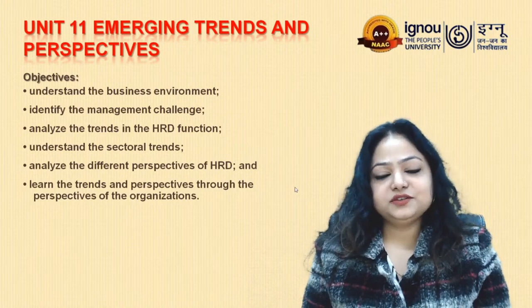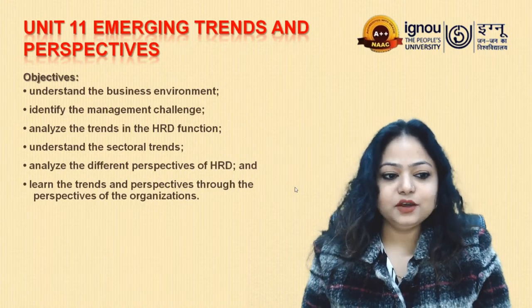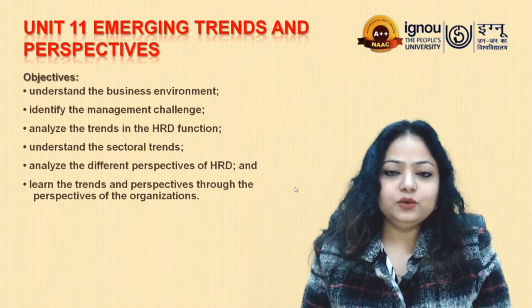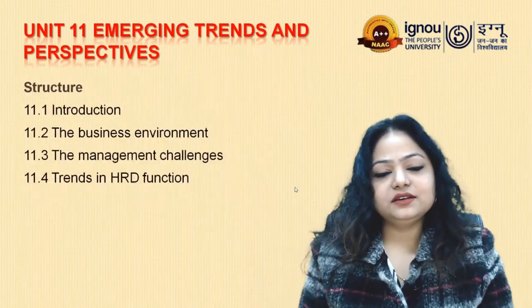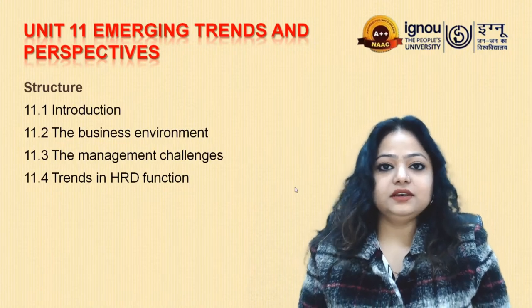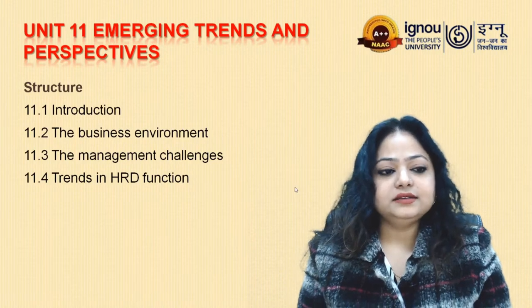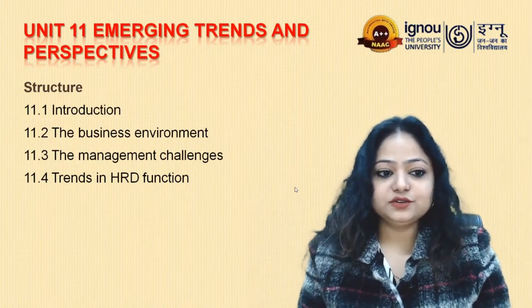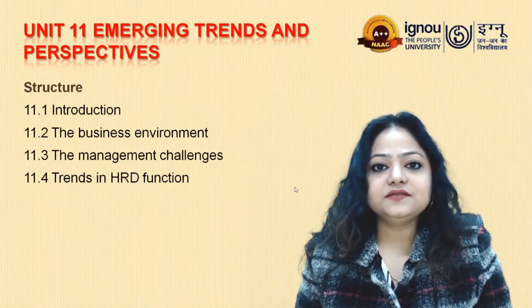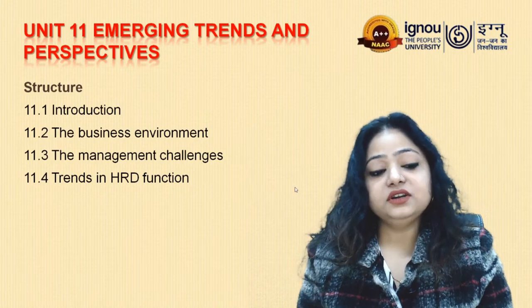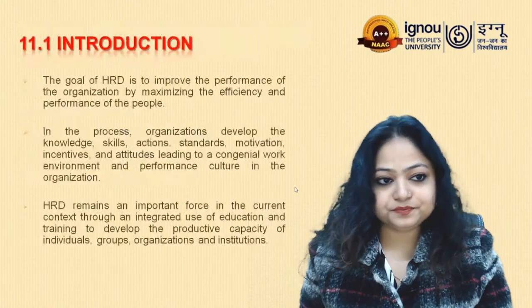Then analyze different perspectives of human resource development and learn the trends and perspectives through the view of an organization. The structure of this entire unit is divided into 4 to 5 sections, which you can see in your book, which you can also download from eGyan Kosh. And the structure is first we'll be dealing with the introduction, then what is business environment, then what are the various challenges faced by the human resource management, and what are the trends in the function of human resource development.